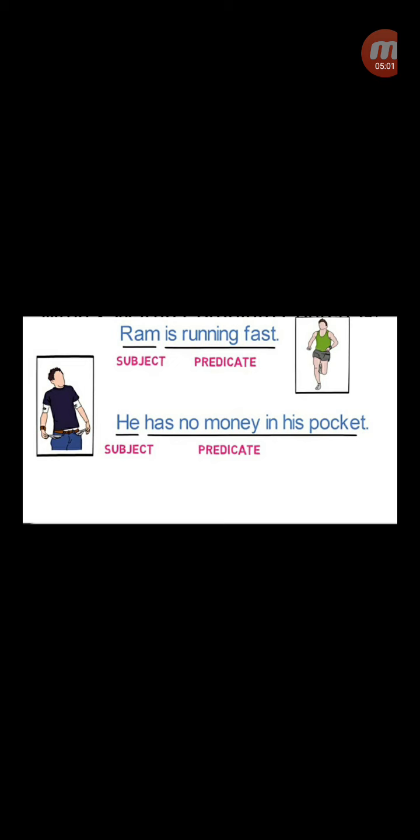With pronoun. He has no money in his pocket. We are talking about a man, right? He, masculine gender, it's a pronoun. Has no money. He does not have. Has is a verb, helping verb. No money in his pocket is a predicate. Who has no money in his pocket? He. You get your answer, he. And that he is a subject.